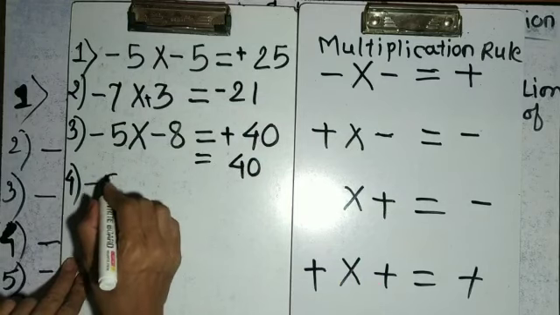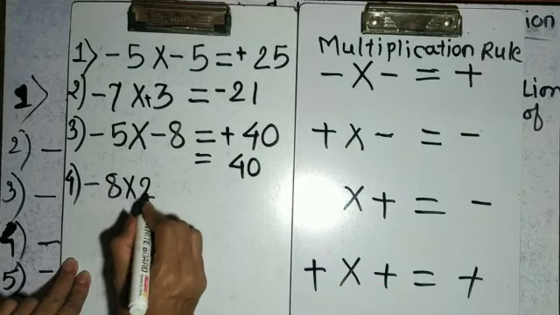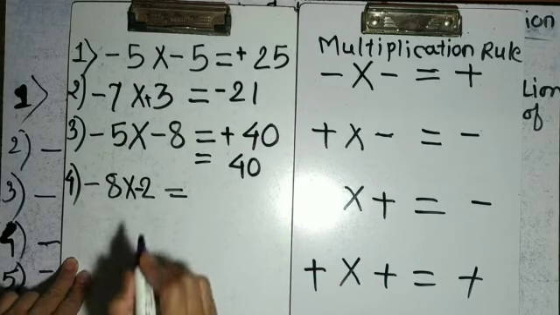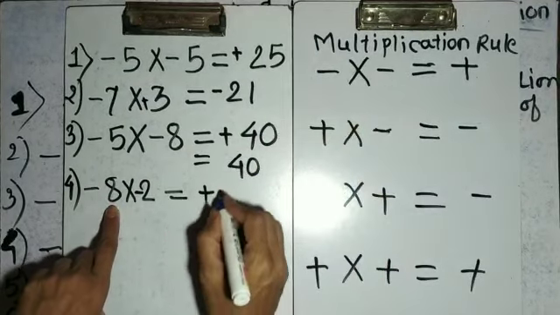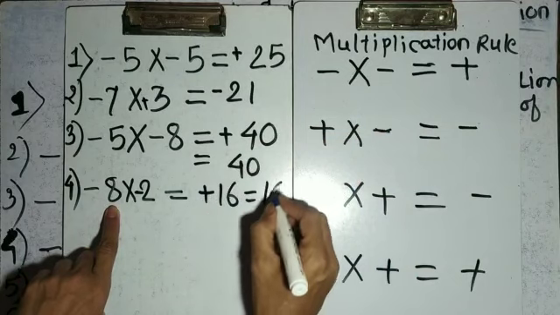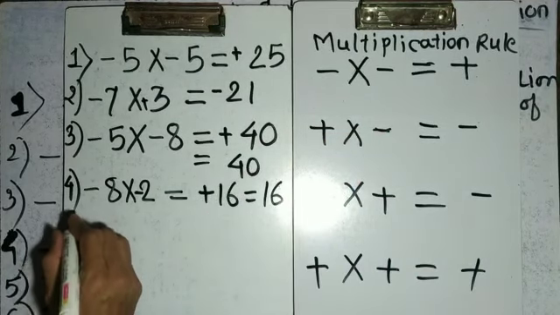Fourth example, minus 8 multiplied by minus 2. What will be the answer for that? 8 2s are 16 and minus minus plus 16. It's equal to, we can write down 16. Simple. Then fifth example.